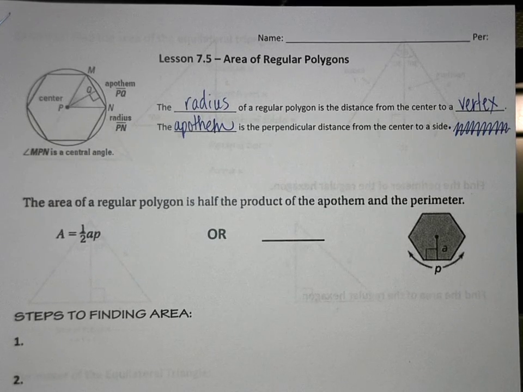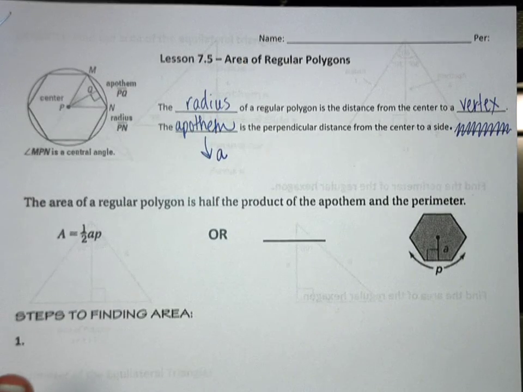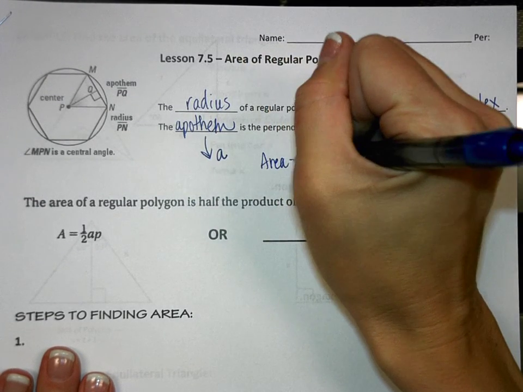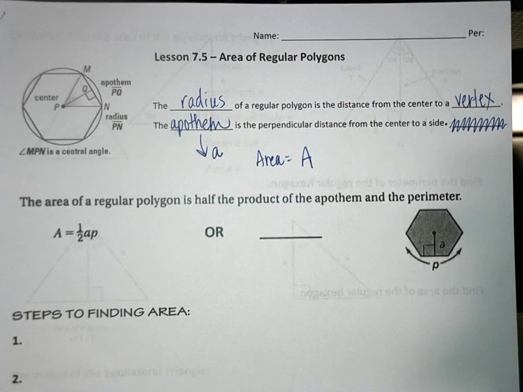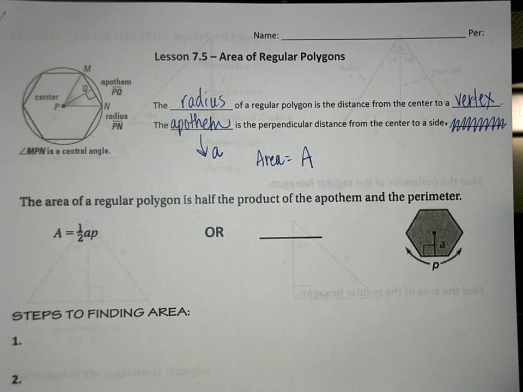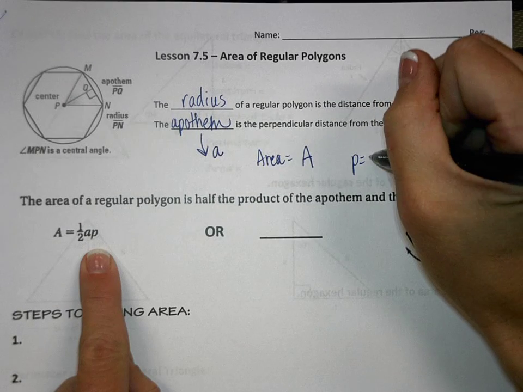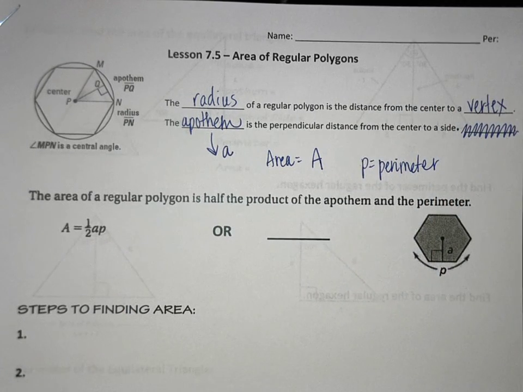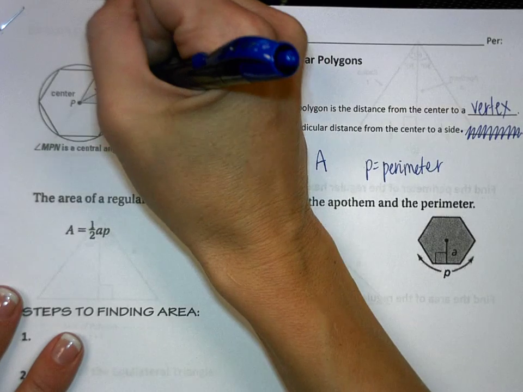When we're going through this, apothem is used with a little a. And we're going to be talking about area, and we're going to use big A for area. Okay? So little a is apothem, big A is area. Also, P stands for perimeter. If you look right here, this is the apothem right here.